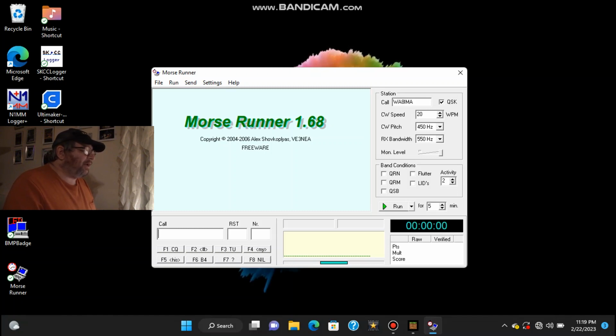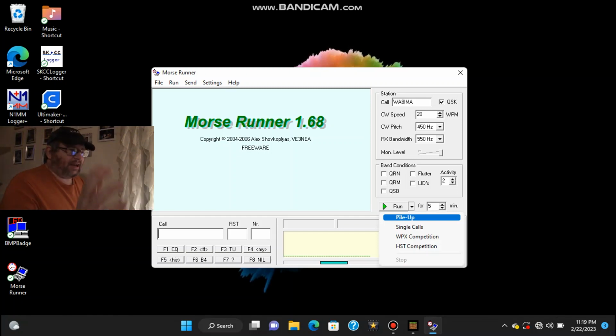Under Run right here, we have different types of contests. And there's a cat in the way. We have Pile Up, which is where there's more than one station trying to call you at the same time. Single Calls right here, that's the one we're going to run, where it's just one station after another, and you have to try to get them. These two competition ones here, I've touched them just briefly, but I don't know too much about them, so I'm going to leave those alone. I know it's a 60-minute competition. I usually run at a 10-minute practice interval, but we're going to run a 5-minute interval.